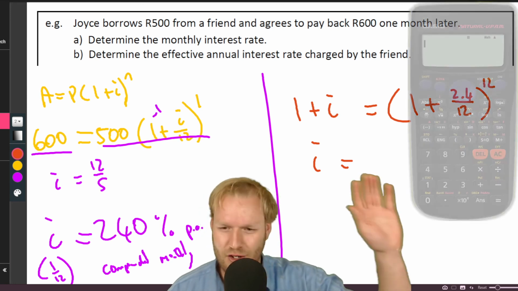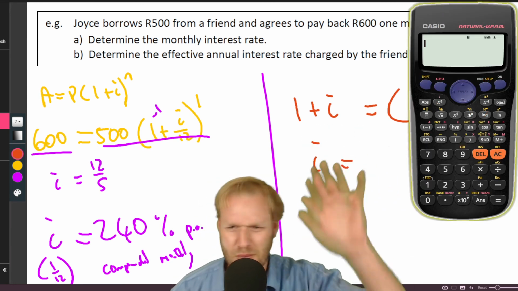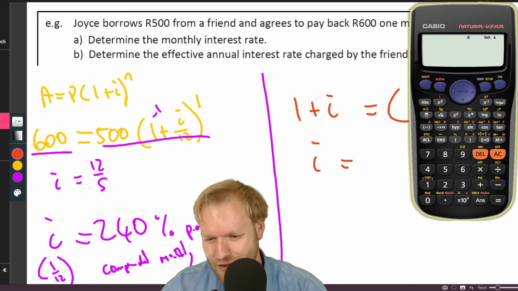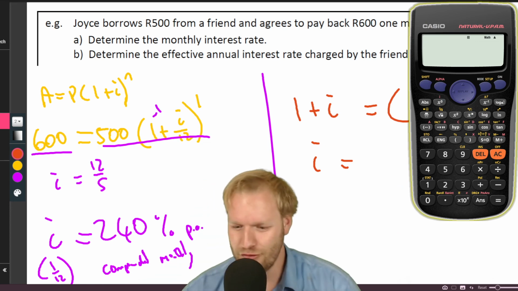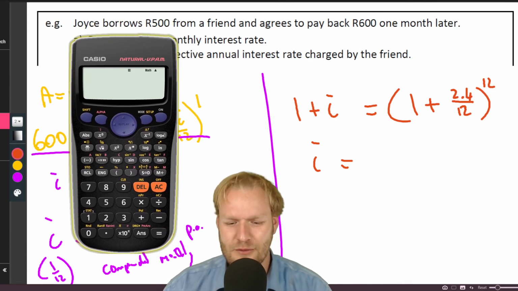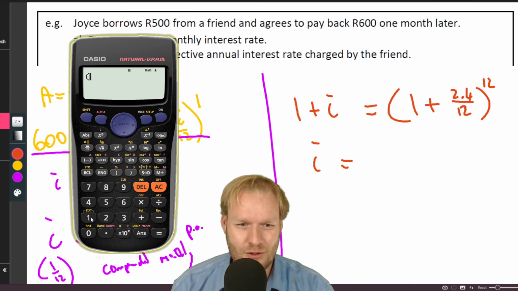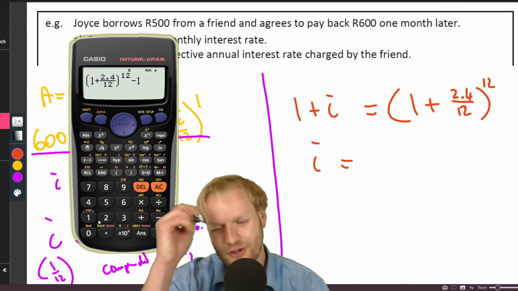And we've got that calculator. So we've got 1 plus the fraction 2.4 over 12, to the power of 12, minus 1. I'm about to ask you what you get, so go for it. What do you get?